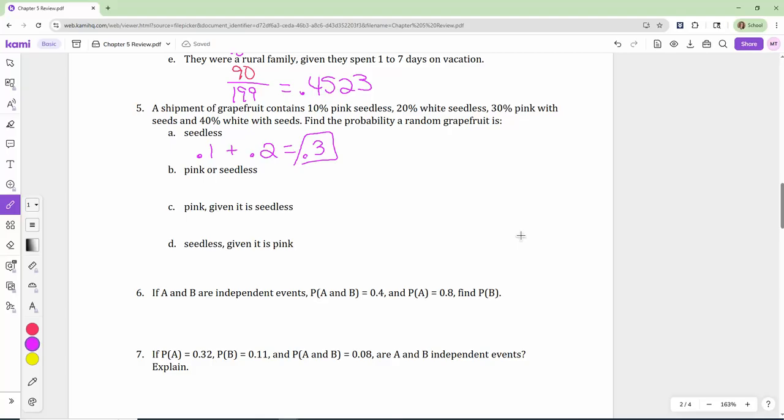If I said pink or seedless, which ones would I add together? The white seedless, so 0.2. What else? Pink seedless, so 0.1. What else? Pink with seeds, so 0.3. Can I do my white with seeds? No, because it doesn't fit either requirement. So we get 0.6.